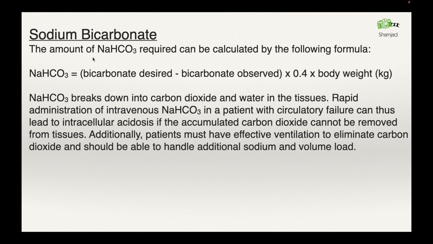Using sodium bicarbonate: the amount of sodium bicarbonate required can be calculated by the following formula. Bicarbonate desired minus bicarbonate observed times 0.4 times body weight. The sodium bicarbonate breaks down into carbon dioxide and water in the tissue. Rapid administration of intravenous sodium bicarbonate in a patient with circulatory failure can lead to intracellular acidosis if the accumulated carbon dioxide cannot be removed from the tissue. Additionally, the patient must have effective ventilation to eliminate carbon dioxide and should be able to handle the additional sodium and volume load.